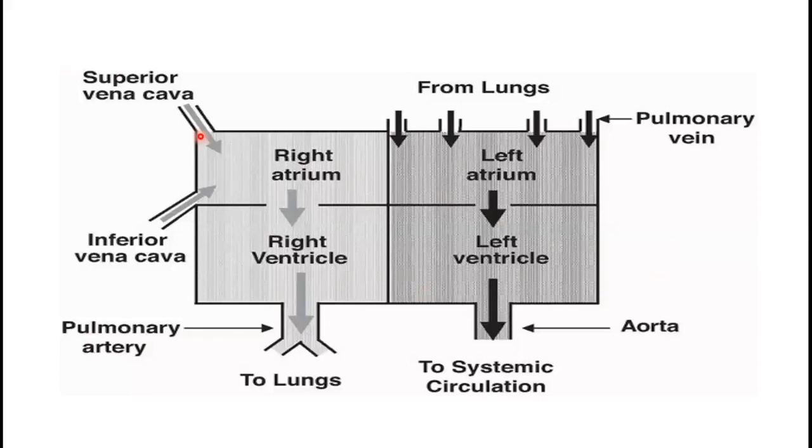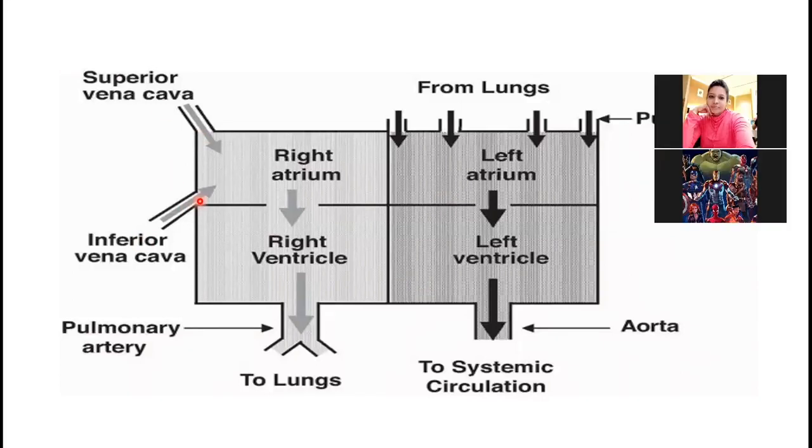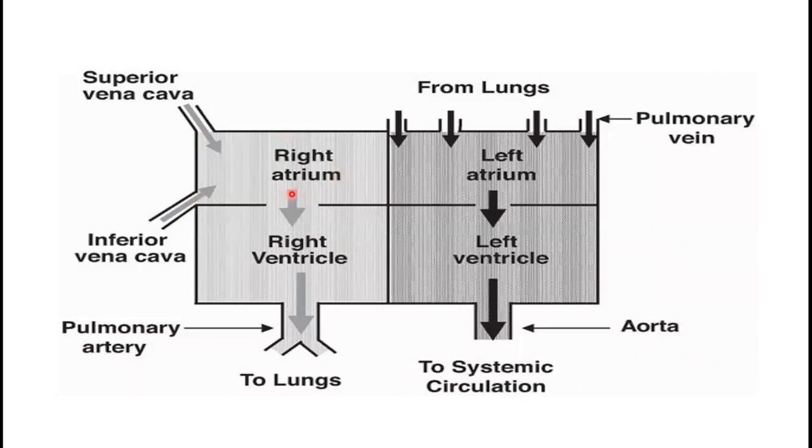Blood from the superior vena cava and inferior vena cava comes to the right atrium, and it is deoxygenated blood, which is rich in carbon dioxide. From the right atrium, it then goes to the right ventricle. From the right ventricle, it goes to the lungs. There in the lungs, oxygen diffuses into the blood and carbon dioxide diffuses out from the blood to the lungs.